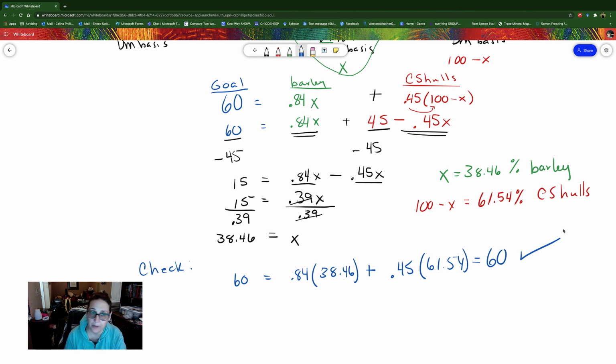I hope that helps you understand a little bit about how to use simple algebra to solve for two unknown ingredients. We'll also be discussing how to use algebra when you have a fixed ingredient, like a certain amount of a supplement fed at a specific amount. It's the same principle, just one more step that we add in.